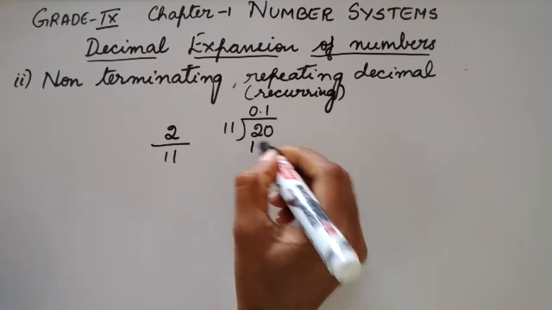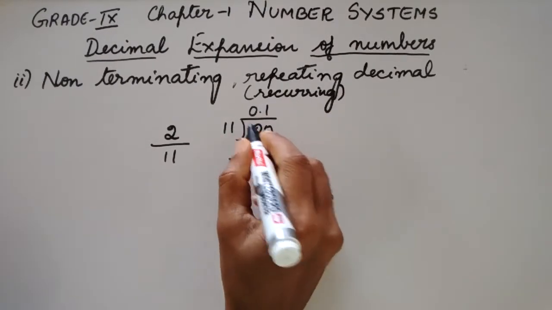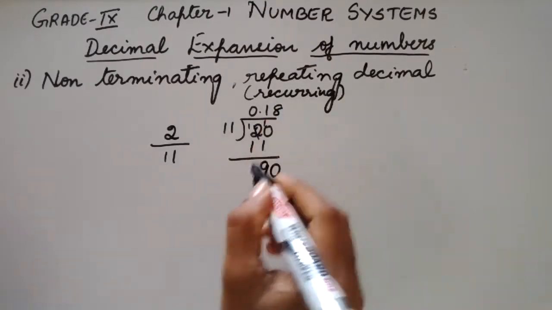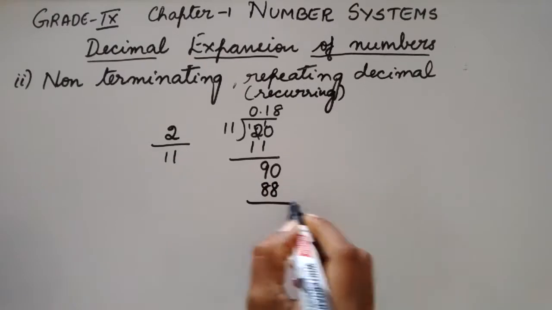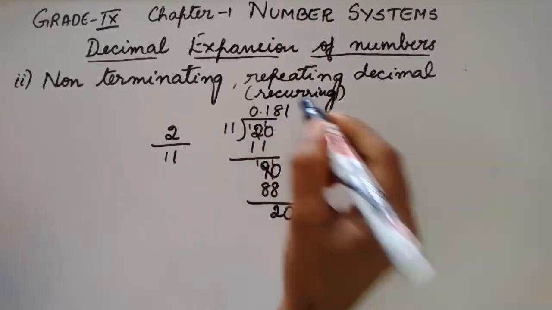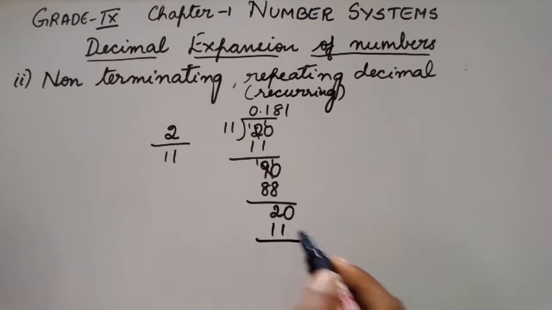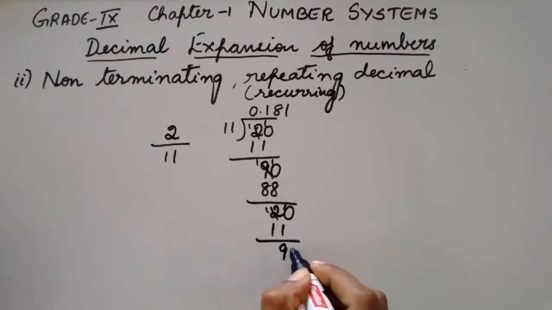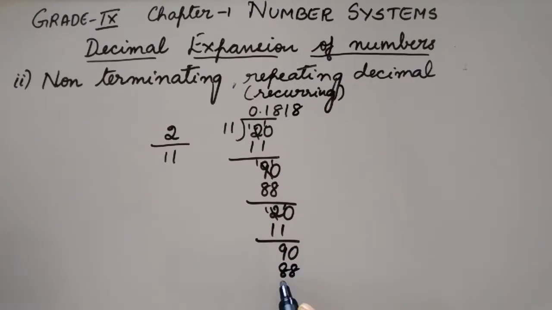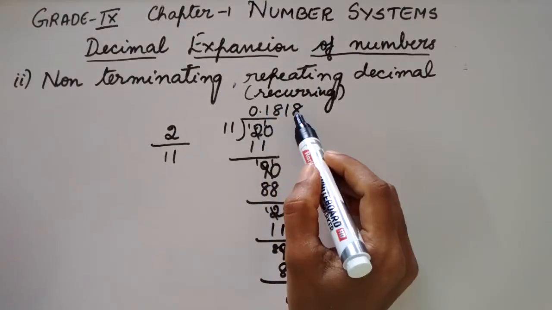So when I divide 2 by 11, 2 doesn't go in 11, so 0. 11 ones are 11, so you get 9. So 11 eights are 88. So 11 ones are 11. So again 11 eights are 88. So this goes on, isn't it, students? Yes. So can you see here, it is non-terminating.